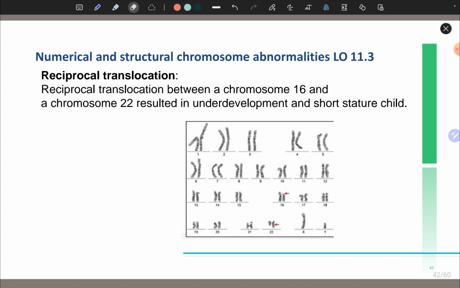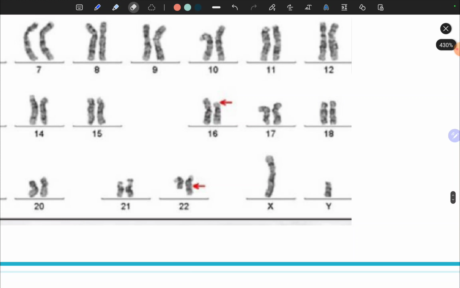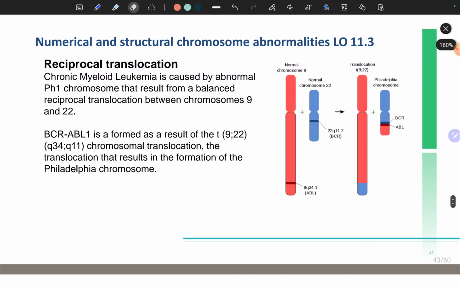So this is reciprocal. This is another reciprocal in which we have chronic myeloid leukemia. It is a clinical condition caused by an abnormal Philadelphia chromosome. PH1 stands for Philadelphia 1 chromosome that results from the balanced reciprocal translocation between chromosome number 9 and 22. If you look, this is 9, this is 22, so there is a balanced translocation between these two chromosomes.